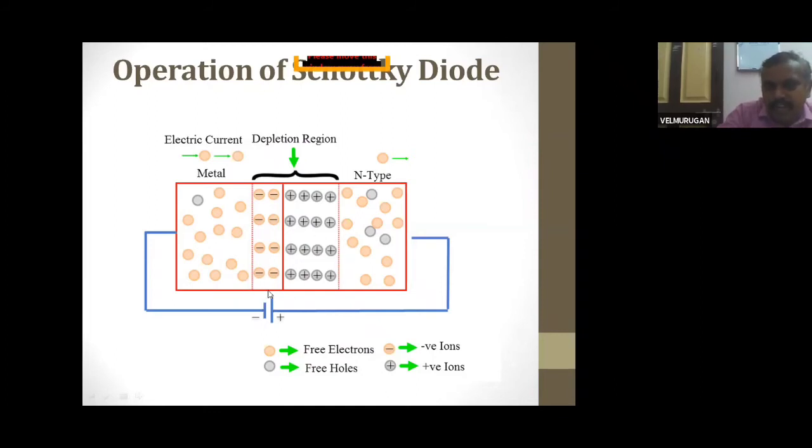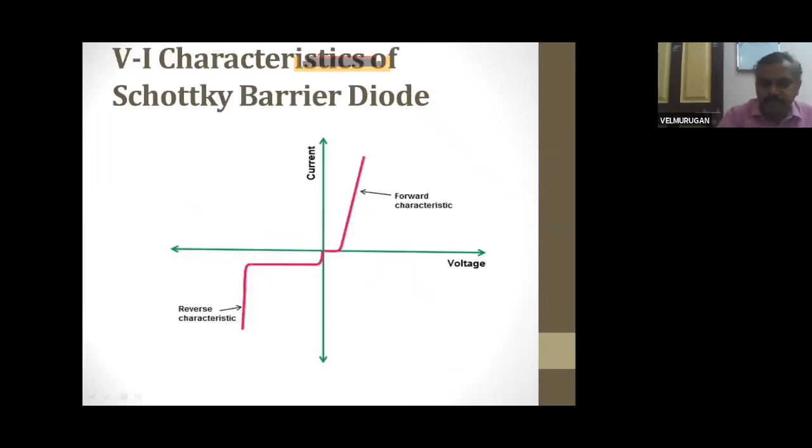Automatically it will change the charge barrier, the depletion region. It will come to here, and this way it will be increasing. This is the construction and operation of your Schottky diode. Then the VI characteristics: how does it perform for input and output characteristics?